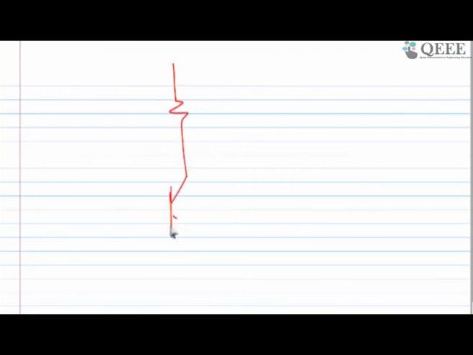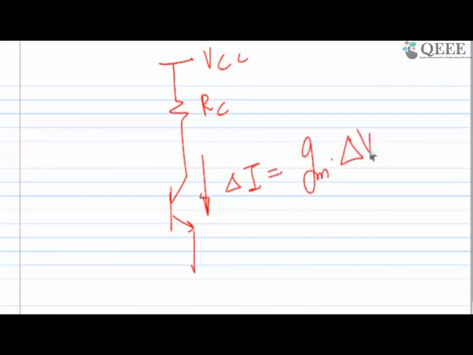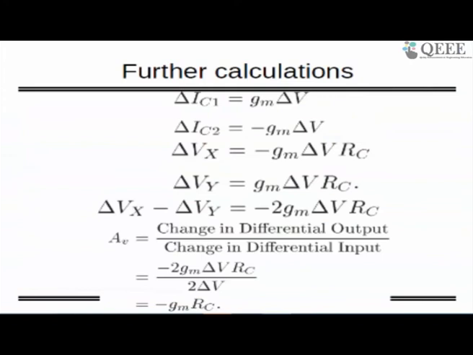If you look at the circuit, this is VCC, this is RC, and the delta I is equal to GM times delta V, and the voltage drop here will be GM times delta V times RC. There is no change happening at VCC, so I am not taking it into account because its derivative is 0. It's not useful. Same thing is written here: minus GM times delta V times RC, and there is no change in VCC with respect to delta X, so it is not an important term right now.